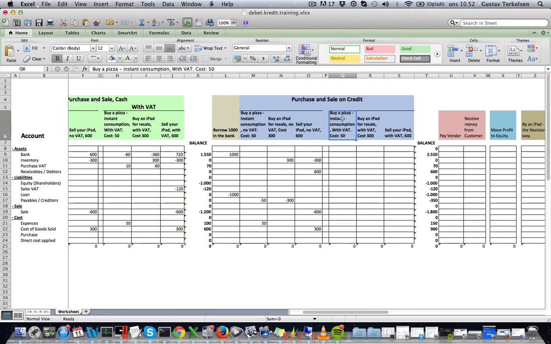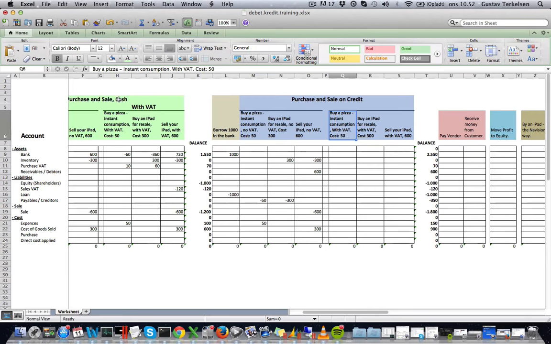So in this next transaction, we're going to buy another pizza and we're going to eat it right away, instant consumption, so that once it's bought, it doesn't have a value for our company. It is with VAT, so the pizza guy expects us to not only pay for the pizza, but also pay some VAT to him, which he will eventually pass on to the tax authorities. And the cost of the pizza before VAT is 50. So we have to pay him $60 in total for this pizza.